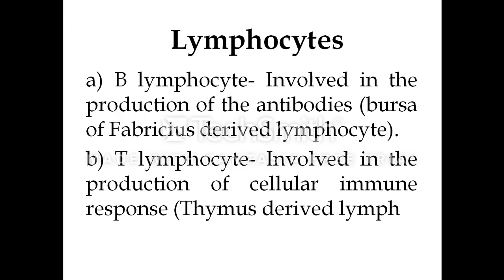B lymphocytes are involved in the production of antibodies. These are bone marrow derived lymphocytes, and they are involved in production of antibodies. Whereas T lymphocytes are involved in the cellular immune response. They are involved in cytotoxicity, cellular immune response. So an array of cells will be involved in killing the pathogen or in eliminating the infection. These are thymus derived lymphocytes.